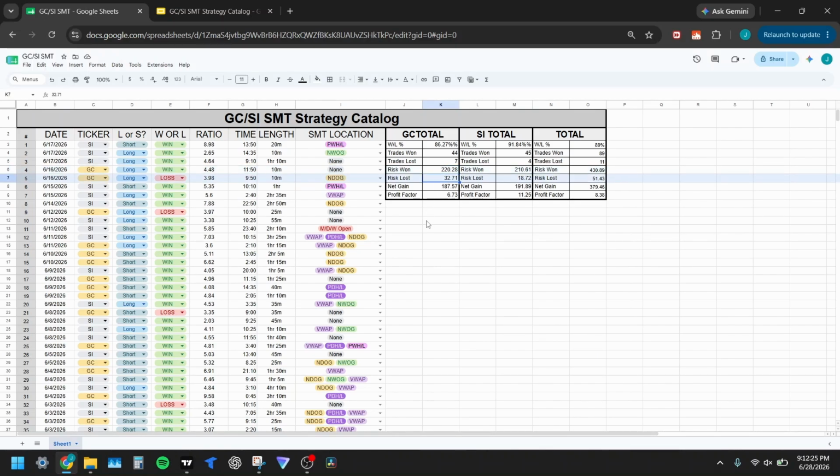So your net gain is $187 for every dollar that you invested. A profit factor of 6.73 is quite impressive for gold anyway, and silver is almost double that. A profit factor of anything in double digits is absolutely phenomenal, so I'm very proud of that. Net gain of 191 is absolutely phenomenal with a 92% win-loss ratio.